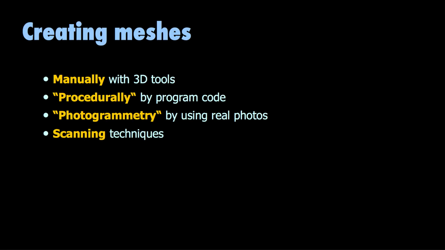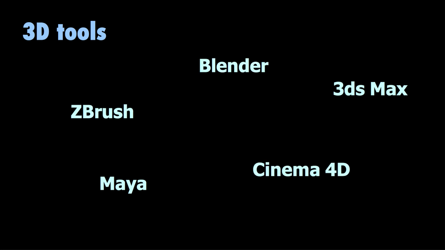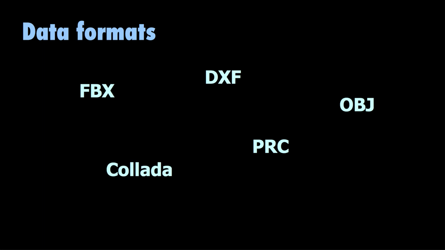Meshes can be created manually by using a 3D tool or procedurally by a computer program. There are also different scanning and photogrammetry techniques which allow capturing real objects and environments. Some of the most popular tools that are used for 3D modeling are Maya, 3ds Max, ZBrush, Blender, and Cinema 4D. If you would like to try creating your own 3D models right now, you might want to check out Blender, which is available for free. There are many different file formats that are used for exchanging 3D data between all those tools and engines. Pretty much all of them have certain advantages and disadvantages you should be aware of if you use them.